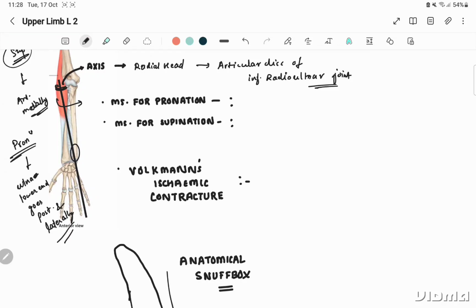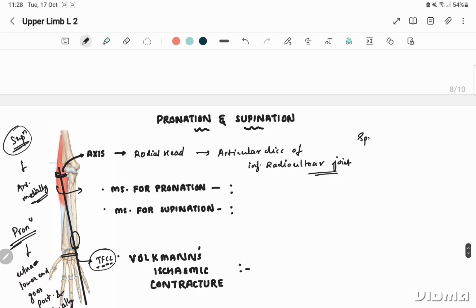Okay, here we have the articular disc and the fibrocartilage, which is also called the TFCC, the triangular fibrocartilaginous complex, TFCC. According to strength of the movement, supination is a stronger movement. Supination is stronger than pronation, because supination is a level with screwing movement.